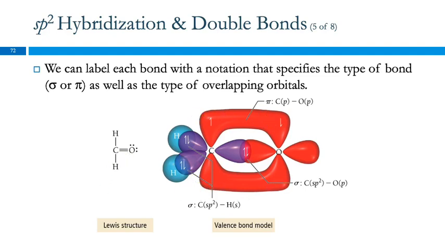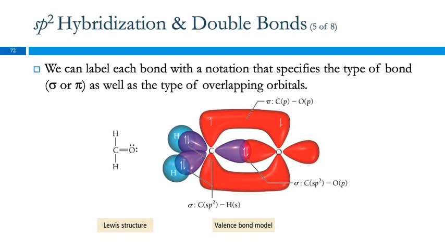So the first bond is a sigma bond. The second is a pi bond. So sigma and then pi. And here these single bonds are always sigma bonds. Yeah, it could be upside down, twisted around, yeah.